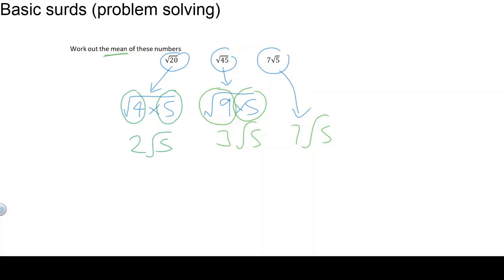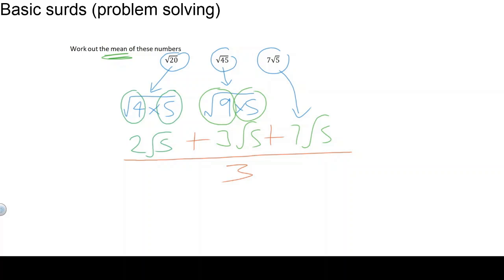We're trying to work out the mean, so just a quick recap of what mean is. To find the mean of numbers, add the numbers up, and then divide by the number of numbers. So let's start by adding. And then we're going to divide by, well, how many numbers are there?